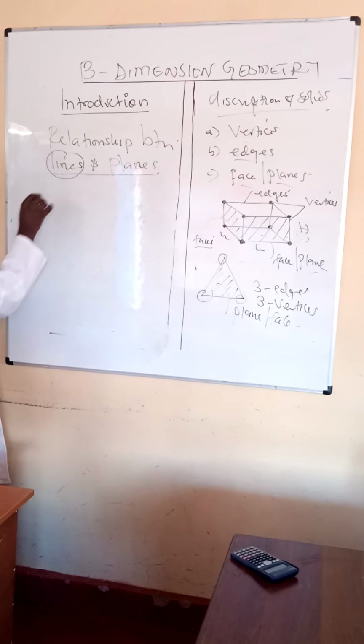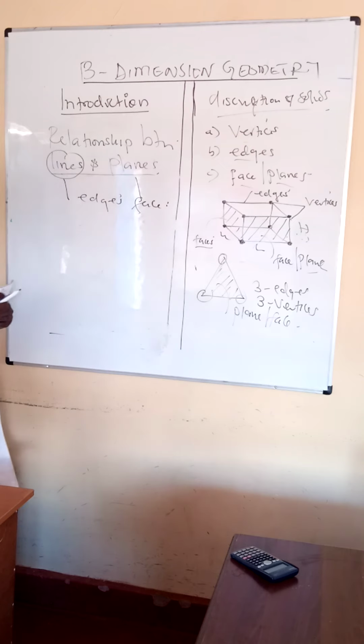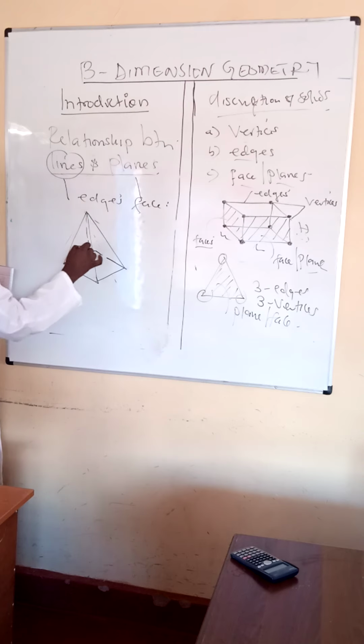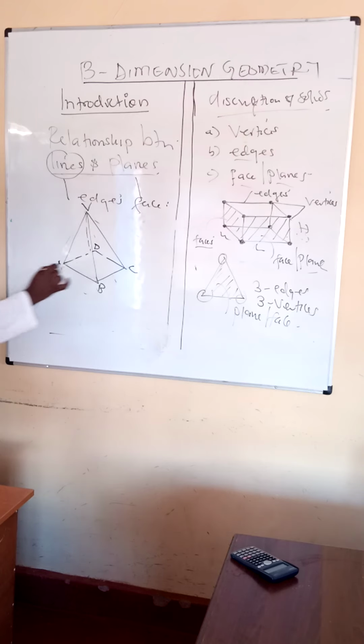In our figures, in 3 dimensions, these are our edges, and our planes are our faces. So, to see the relationship, we are going to draw a pyramid. This is a pyramid, called A, B, C, D. Then at the top is V. Then the center here is O.